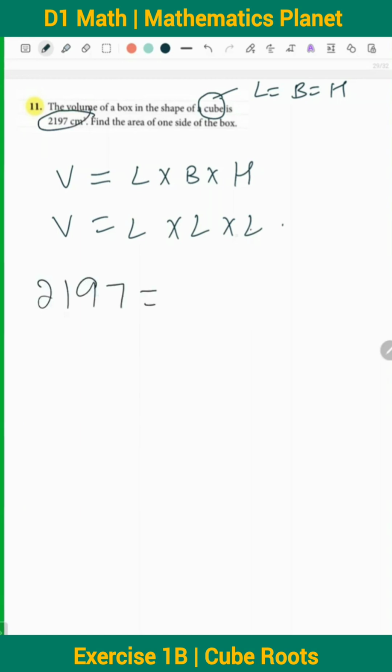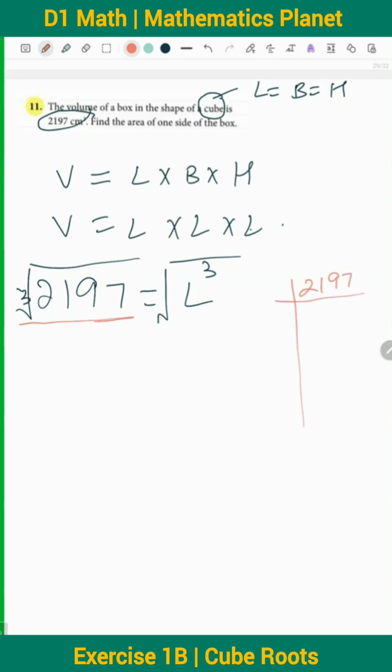What is L times L times L? L cube. Now it means we have to take cube root on both sides. Got it? Now how to take the cube root of such a big number? Yes, students, we are going to tell you. Miss, how to take the cube root of such a big number? Miss, the answer came 46.87. No, the answer is wrong. Miss, just tell me how to take it. Prime factorization. Very good, prime factorization.